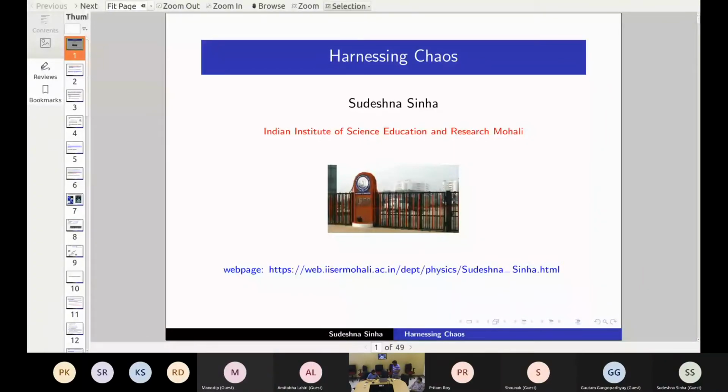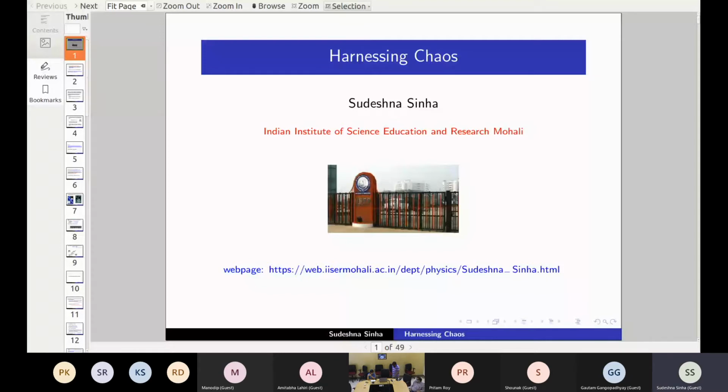And today's speaker is Professor Sudeshna Sinha, who is a professor and also the deputy director at the Indian Institute of Science Education and Research in Mohali. She works in the field of nonlinear physics and chaos, as the title already says. And her work on chaos-based hardware, called Chaos Computing, which I was pretty impressed by, is being developed commercially by a US-based company.